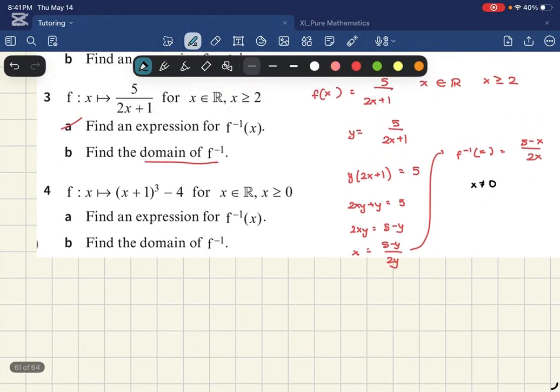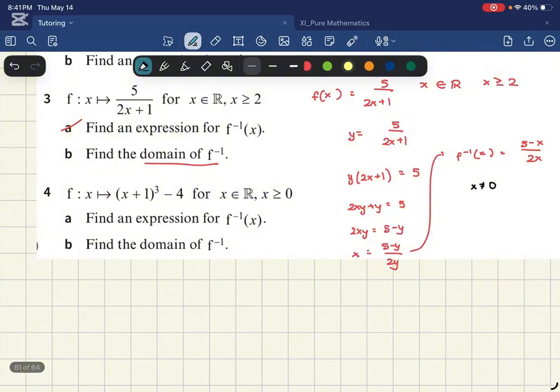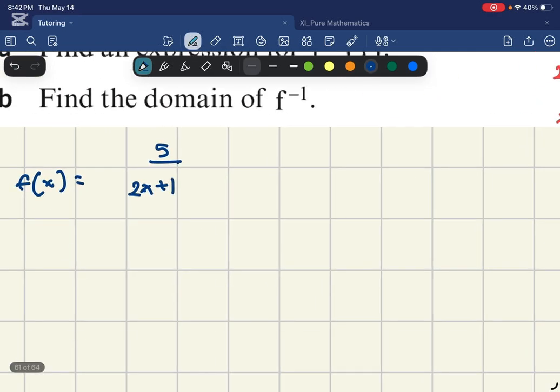Now we need to find the domain of f inverse of x. So the domain of f inverse of x is going to be the range of f of x. And f of x is 5 over 2x plus 1. Well, let's look at this as a translation of a graph that we know. This is very similar to 1 over x. We know the graph of 1 over x. So I can write this as 5 over 2 divided by x plus half, right?